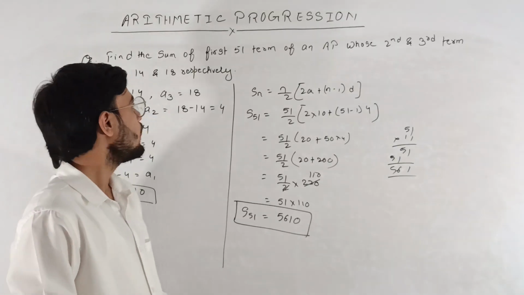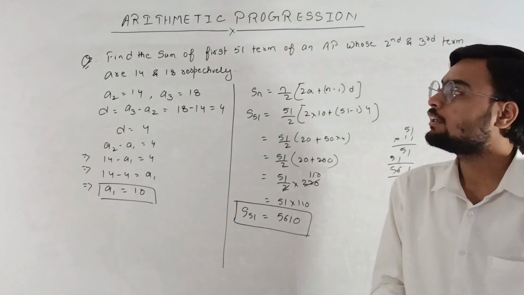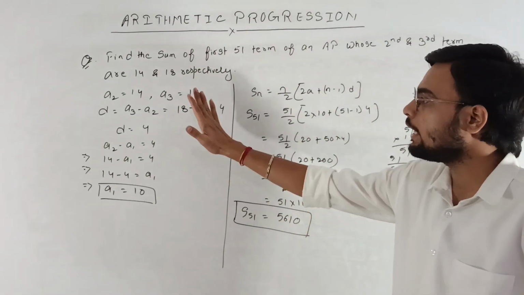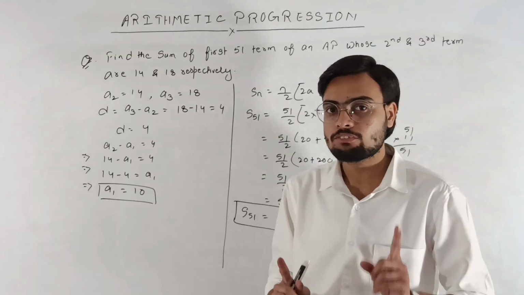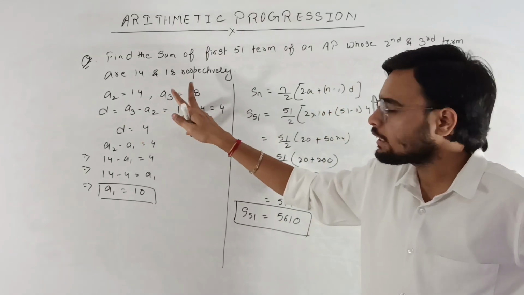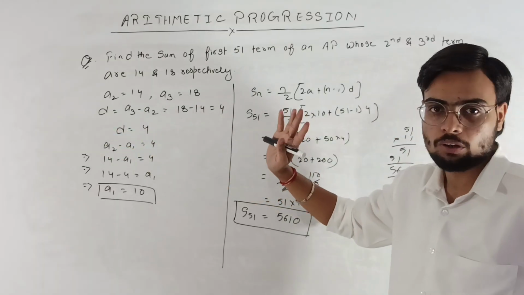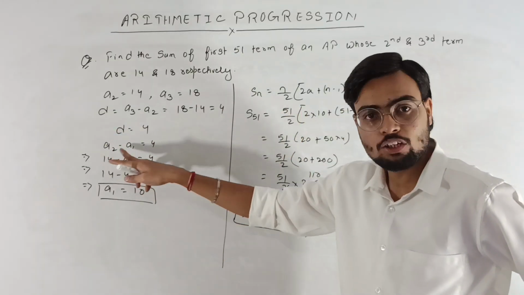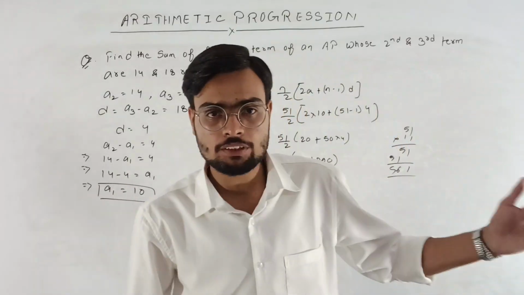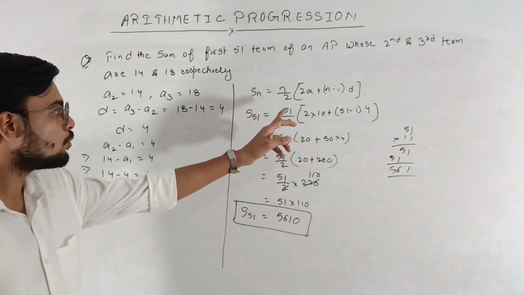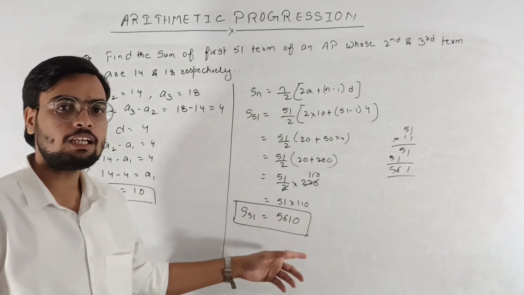Understood? Let's see one more time. We have an AP. The second and third terms are given as 14 and 18. Then we have to find the sum of the first 51 terms. So first I find the first term. How? Second and third terms are given, so from them I first find d, the common difference, which is 4. Now d is also a2 minus a1, so from this I find a1, the first term, which is 10. Now I have the first term, so I put it in this formula n upon 2, [2a plus (n minus 1) into d]. Then I get S51, which is 5610.